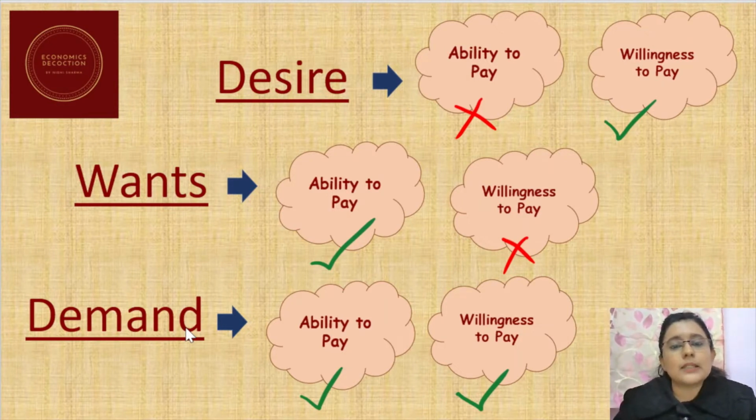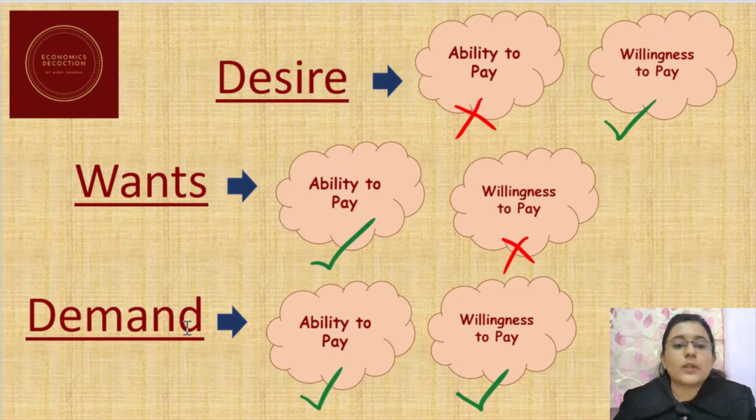Let's understand this with the help of an example. A consumer wants to own a luxurious car. No doubt the consumer is willing to pay, but the consumer does not have sufficient money income to buy that car. So the consumer is not able to pay. So this scenario would be termed as a desire.